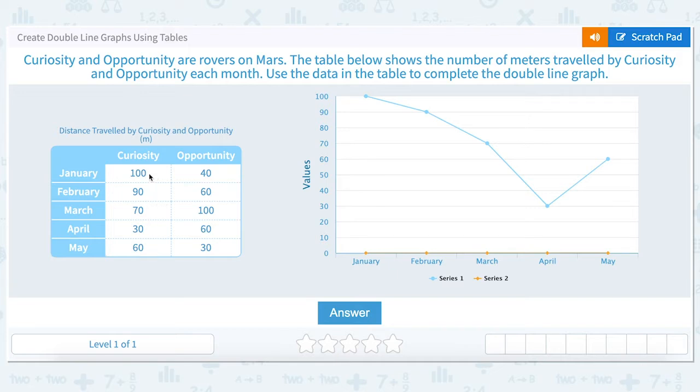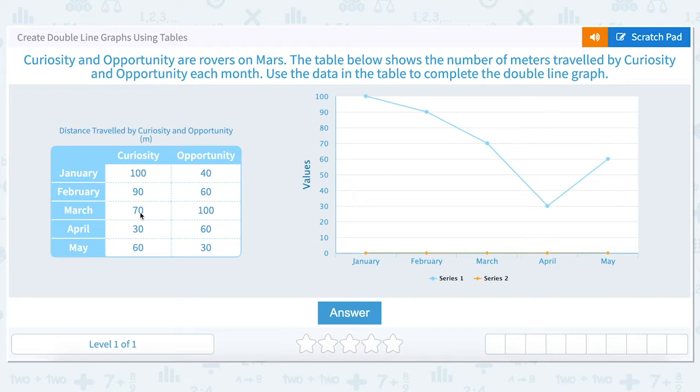In January, Curiosity traveled 100 meters. If we hover over the point here, we see that January has 100. That has been graphed correctly. In February, Curiosity traveled 90 meters. If we hover over, we see that is also graphed correctly.